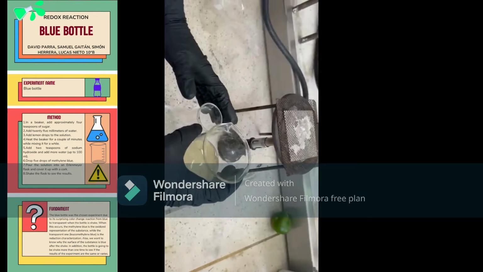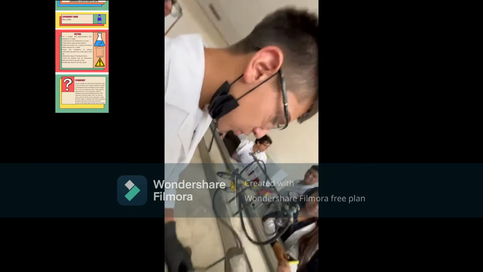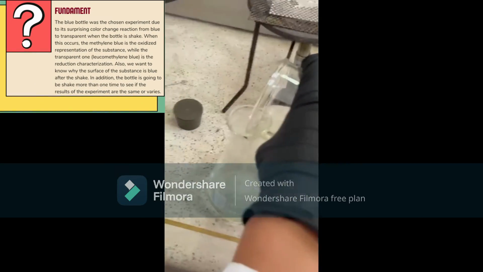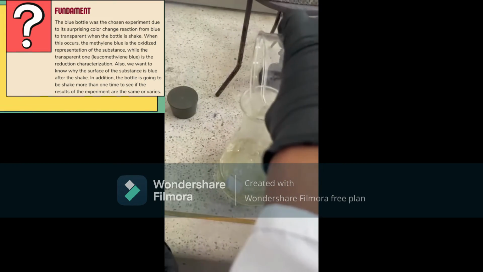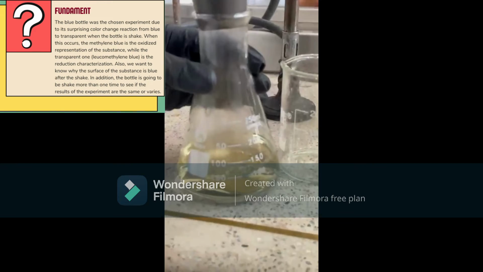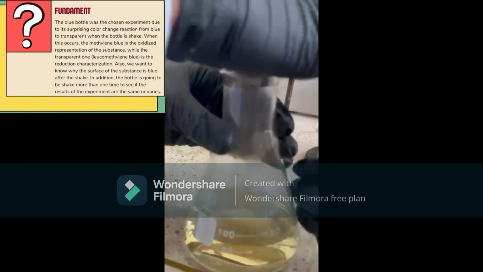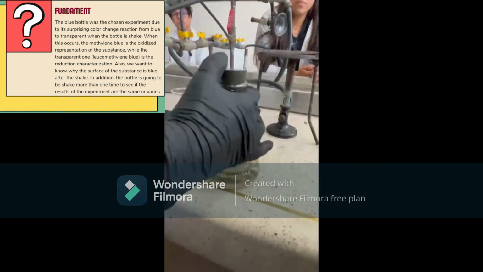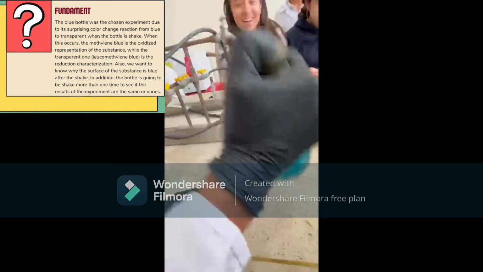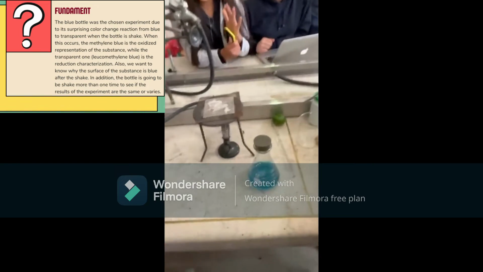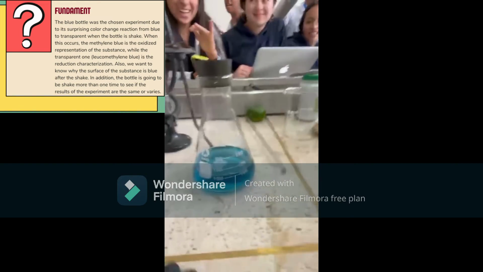The blue bottle was a chosen experiment due to its surprising color change reaction from blue to transparent when the bottle is shaken. Apparently, during the experiment, the sugar is hydrolyzed to break the glycosidic bond between the glucose and the fructose. So there will be glucose that reacts with NaOH to produce glucose enolate. Then the enolate should make a redox reaction with the methylene blue.